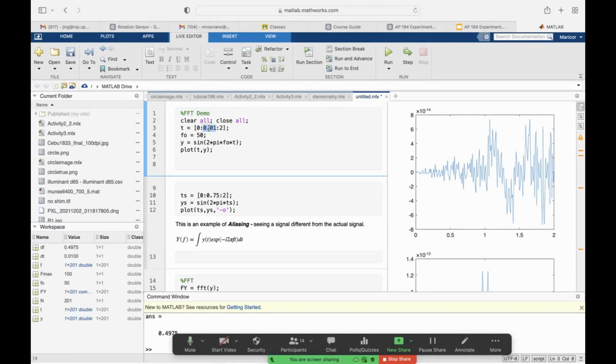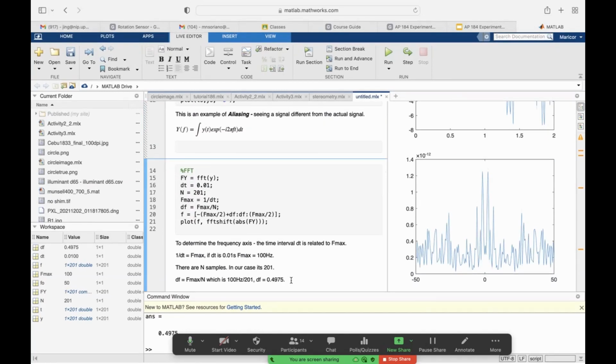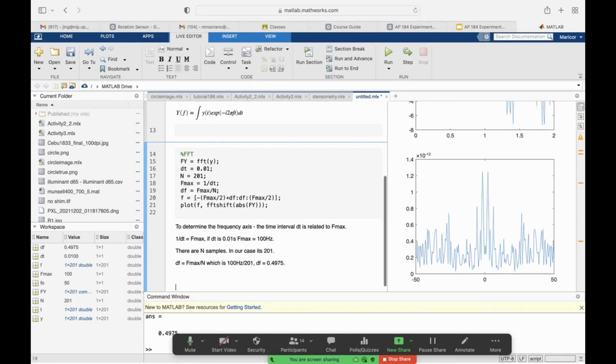how high the frequency you can detect. And this is what is known as the Nyquist sampling theorem. Ito na. So, Nyquist sampling theorem.